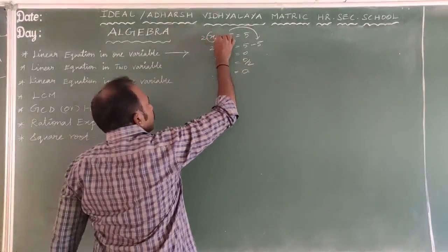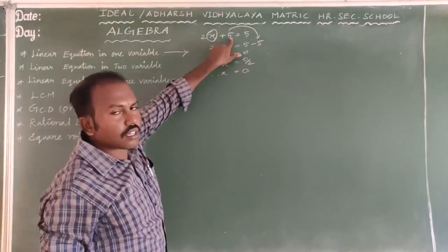Here, x is the variable. Then 5 is the constant value.